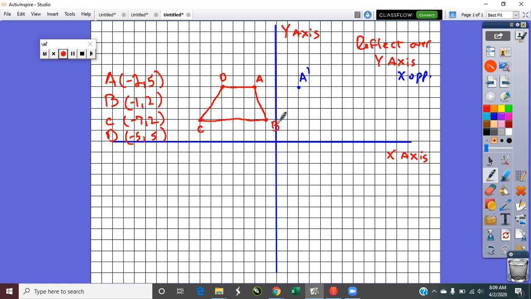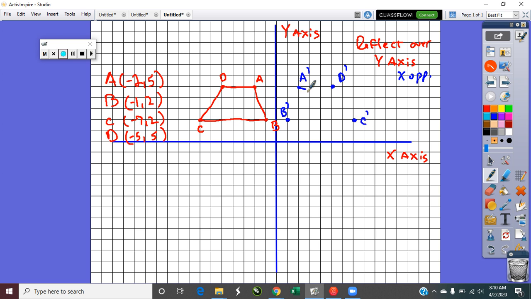So I'm going to say 2 away from that is going to be my transformed point A. How far away is B? Well, B is 1 away, so my transformed B is going to be 1 away. How far from this y-axis is the D? 1, 2, 3, 4, 5. So I'm going to go 1, 2, 3, 4, 5 over here. That's going to be my new D. My C is going to be 1, 2, 3, 4, 5, 6, 7. So 1, 2, 3, 4, 5, 6, 7. That's going to be my new C.